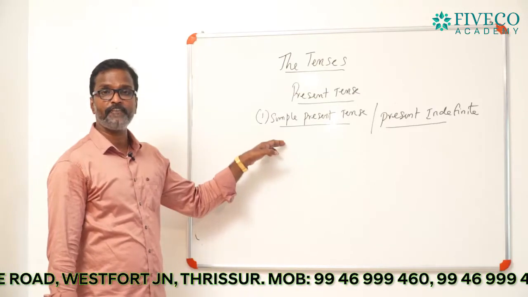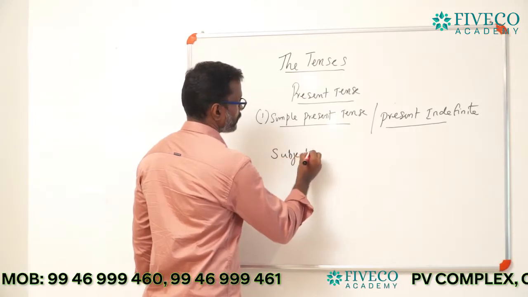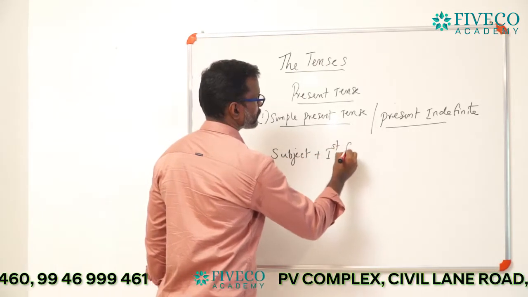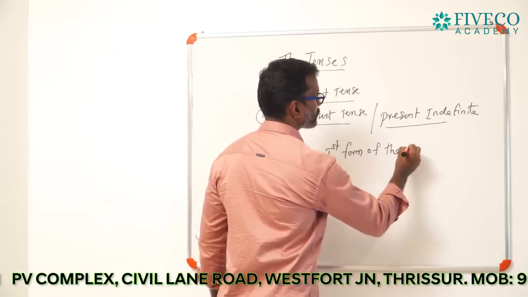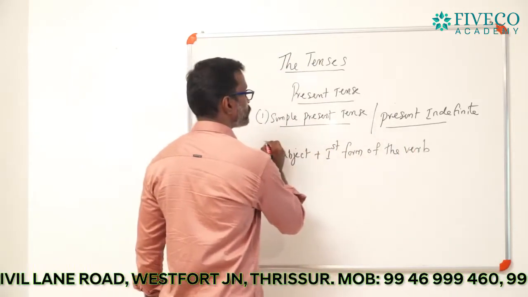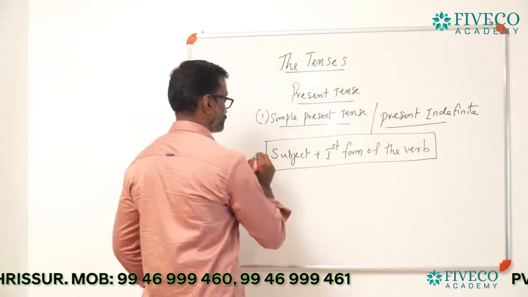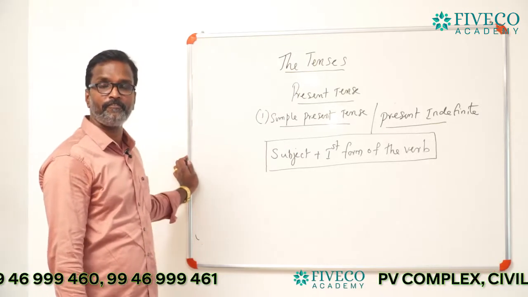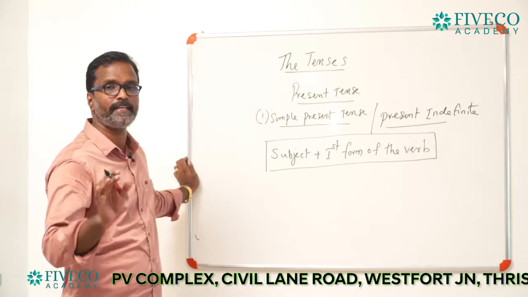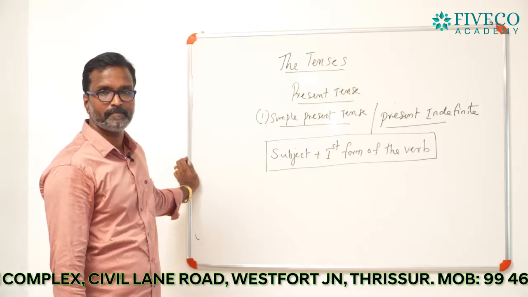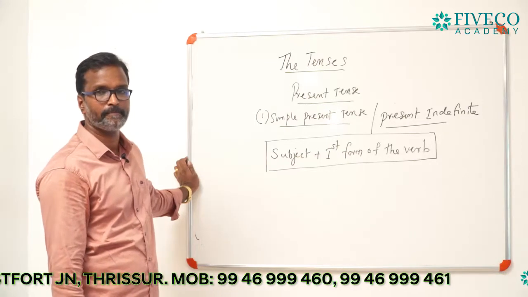And this tense has a formula, that is subject plus first form of the verb. Subject plus first form of the verb. My students, you want to learn it by heart, all the formulas of 11 tenses. I mean 4 tenses from present, 4 tenses from past, and 3 tenses from our future tense. And if you learn it by heart, you can write the sentences without making any mistake.